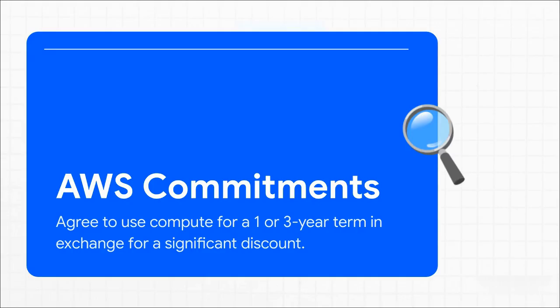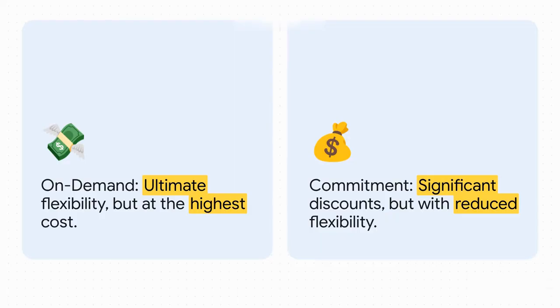And this is exactly where AWS commitments come into play. It's really just a straightforward agreement. You're basically raising your hand and telling AWS, hey, listen, I know for sure I'm going to be using this much compute power for the next year or even the next 3 years. And for giving them that heads up, that commitment, they turn around and give you a huge discount off the regular on-demand price.